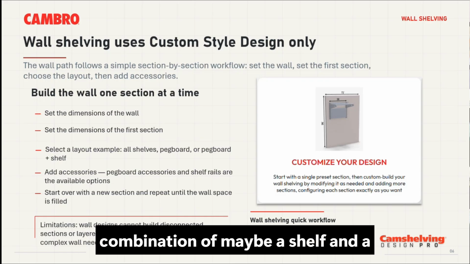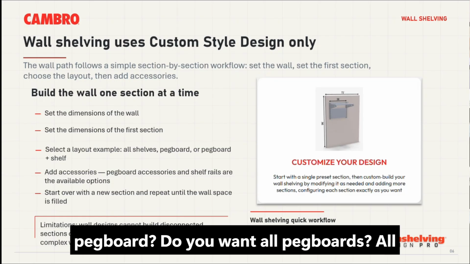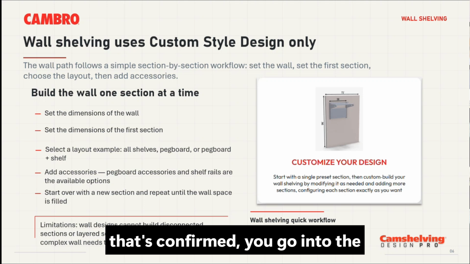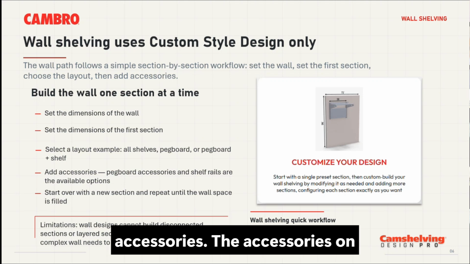Do you want a combination of maybe a shelf and a pegboard? Do you want all pegboards? All that gets selected there. And then once that's confirmed, you go into the accessories.